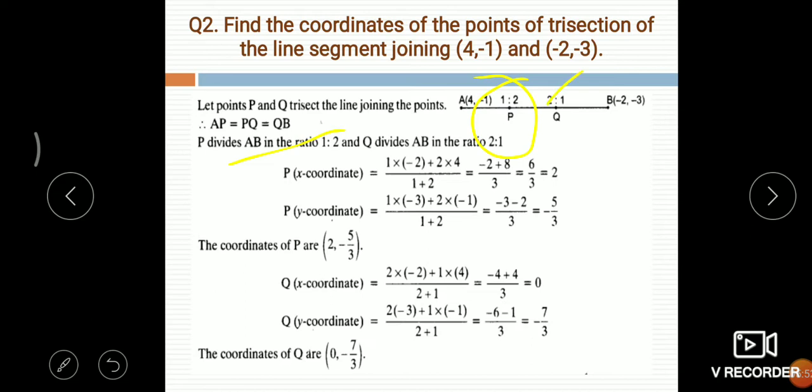Now, case 2, when we will be calculating the point Q. Again, see, here is the Q point. How many sections are there on the left hand side of Q? We have 2 sections. And how many sections are there on the right hand side of Q? We have 1 section. So what will be the ratio you will be considering here? It is 2:1, right? So the value of m1 will be 2 and the value of m2 will be 1. This is our case 2. Again, substituting these values in the section formula, we got the abscissa of point Q as 0 and the ordinate of point Q as -7/3. It is very simple.